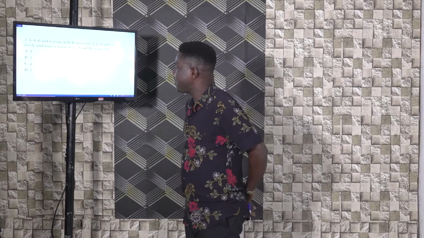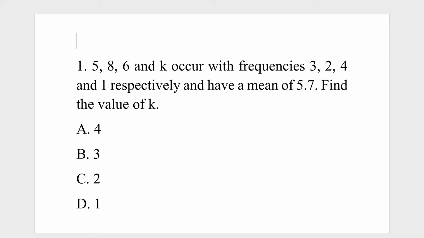So let's begin. Number 1. 5, 8, 6, and K occur with frequencies 3, 2, 4, and 1 respectively, and have a mean of 5.7. Find the value of K.